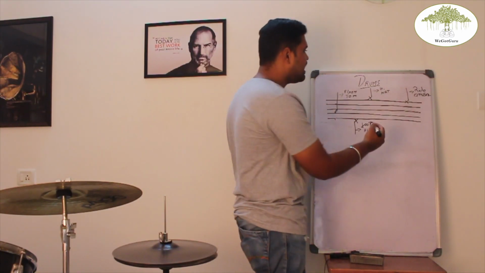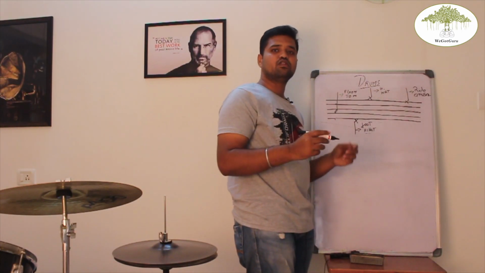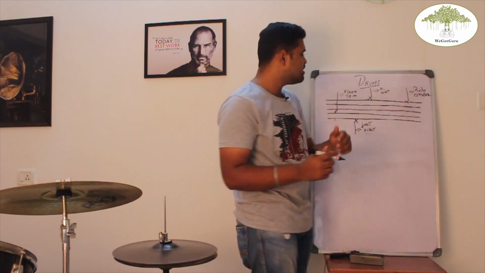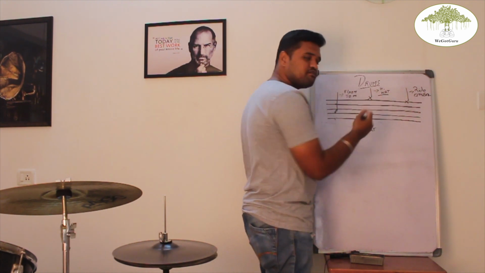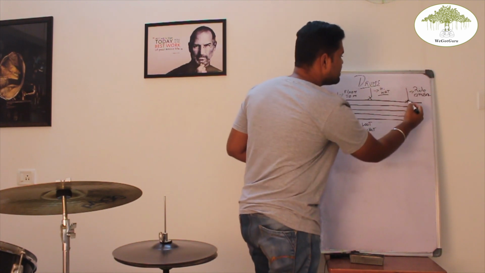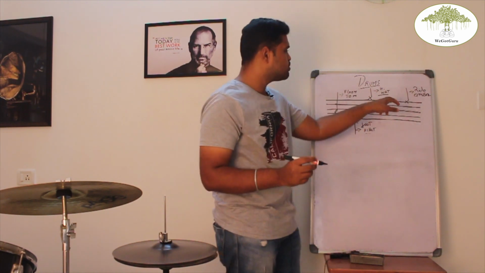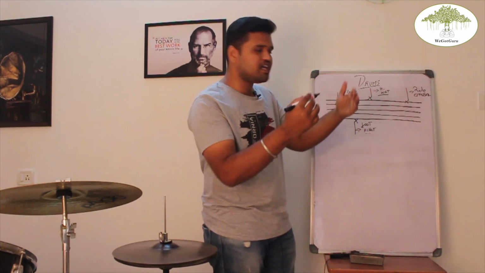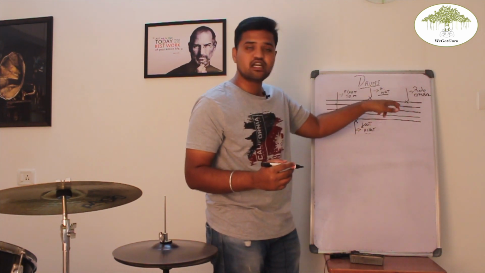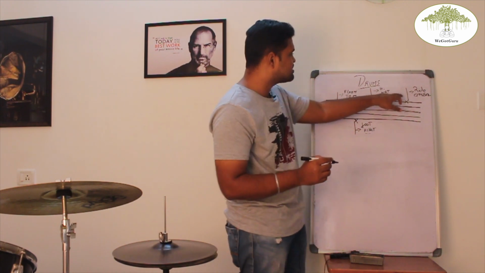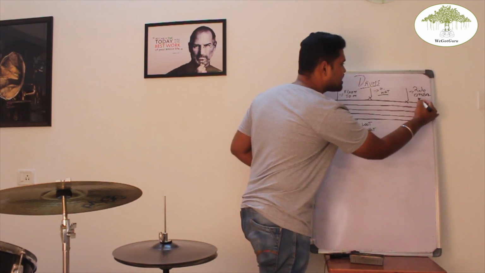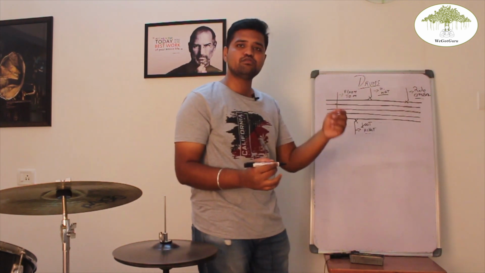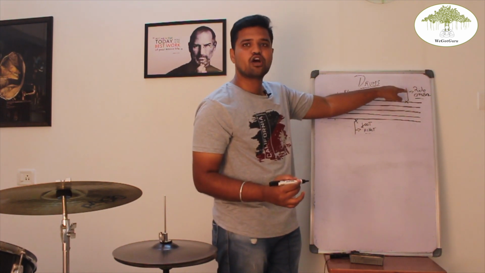The hand hi-hat comes on the first space, above the first line, and we consider it a hi-hat with hand. Now you can see these are in a space. But the ride symbol, if you see, comes exactly on the first line. The notation which comes on the first line is called a ride symbol.